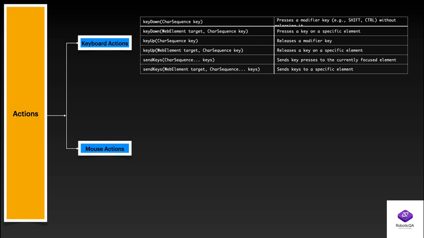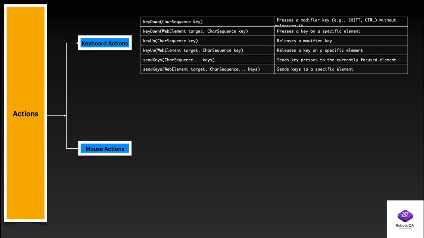Similarly, if you want to perform that key action on a specific element, we can pass the web element as the first parameter. If you see the second one here, you can pass the element first. Then we have keyUp. In keyUp also we have two methods. One just takes the key, and the second takes a web element and a CharSequence. keyUp means we will release the key. Whatever key we have pressed, we will release.